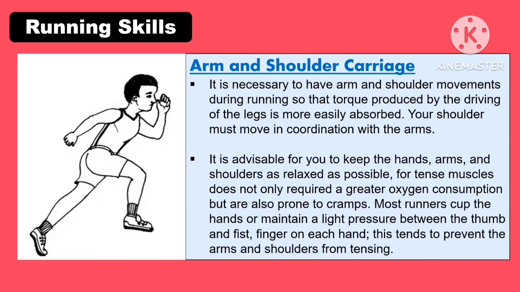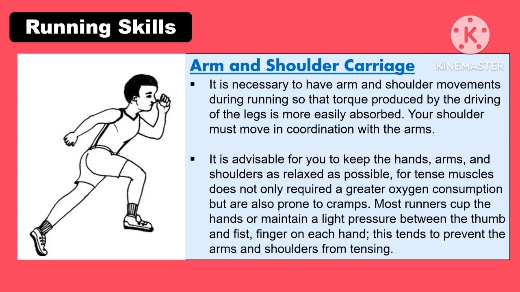Another running skill is the arm and shoulder carriage. It is necessary to have an arm and shoulder movement during running so that the thrust produced by the driving of the legs is more easily absorbed. Your shoulder must move in coordination with the arms. So it is advisable for you to keep the hands, arms, and shoulders as relaxed as possible.